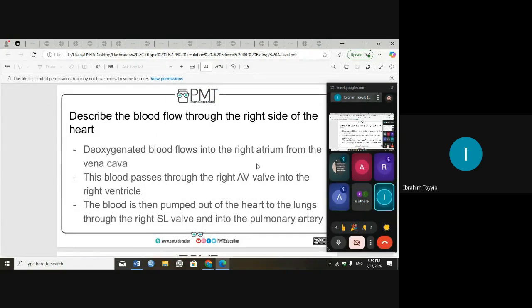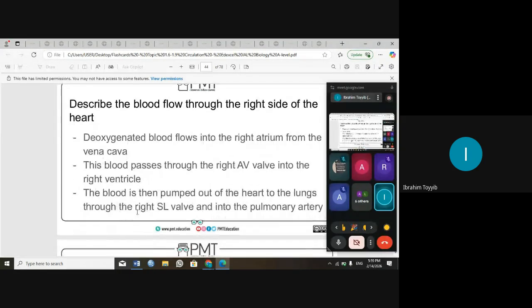Deoxygenated blood flows into the right atrium from the vena cava. So this blood passes through the right atrioventricular valve, that's the tricuspid valve, into the right ventricle. The blood is then pumped out of the heart to the lungs through the right semilunar valve, that's the pulmonary valve, into the pulmonary artery.